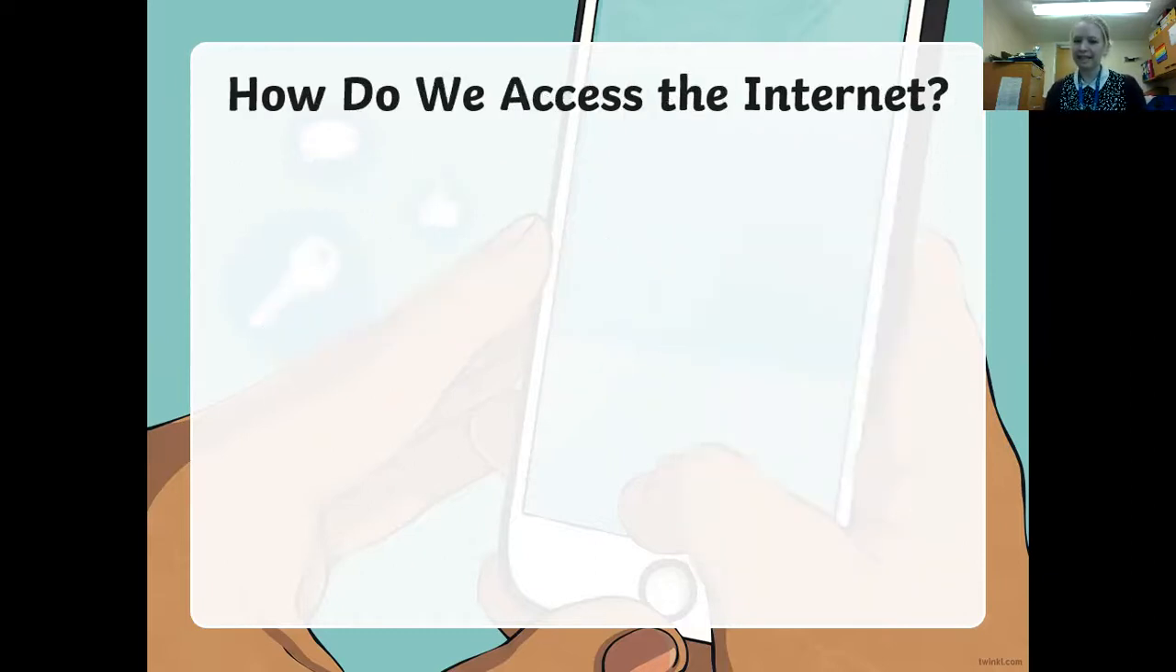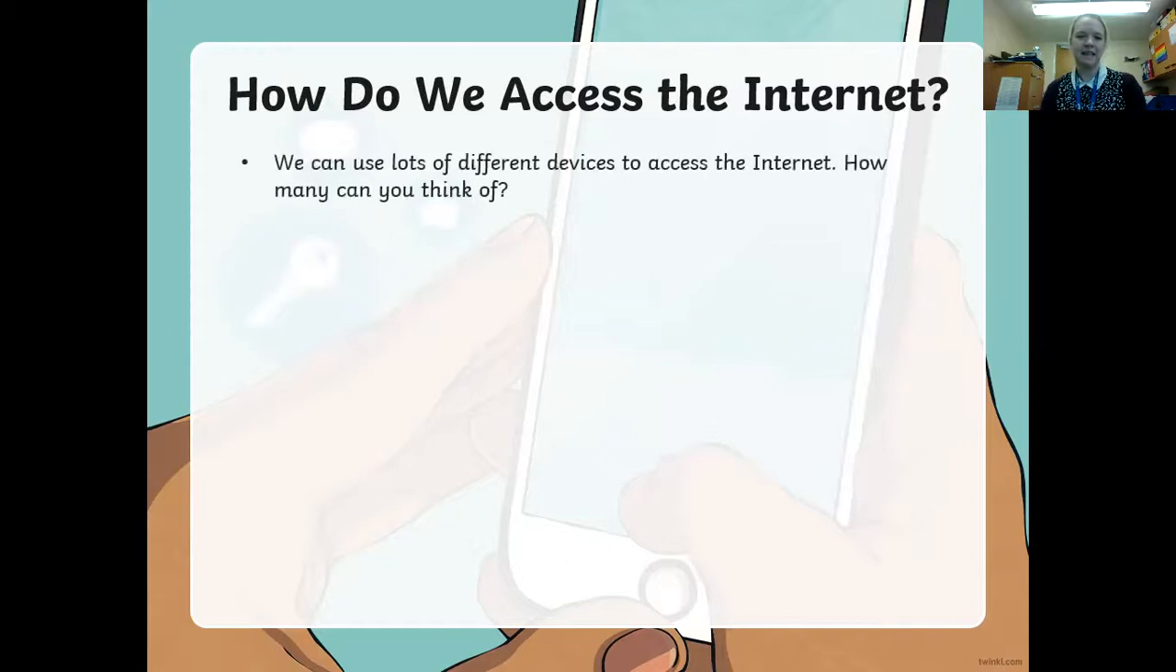How do we access the internet? There are lots of different devices that we can use to access the internet or that access the internet themselves. How many can you think of? Have a little think for me. What have you got in the home? What have you got out and about that goes on the internet?